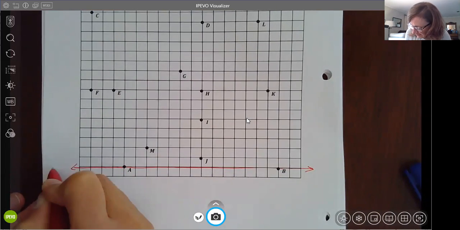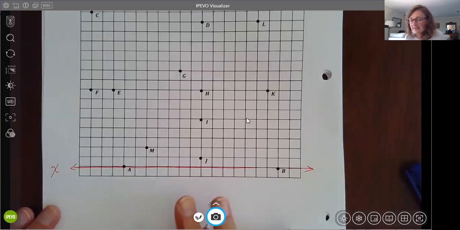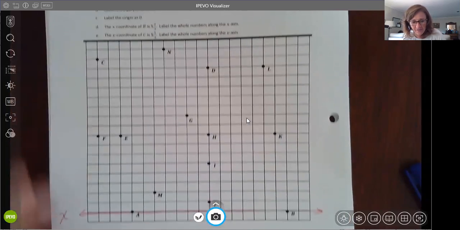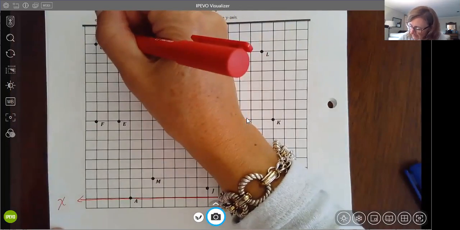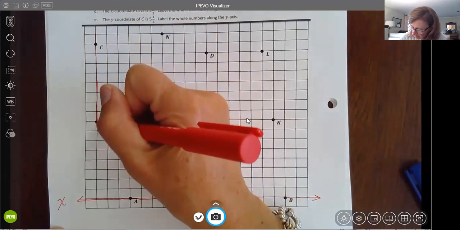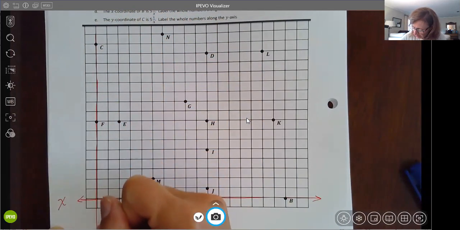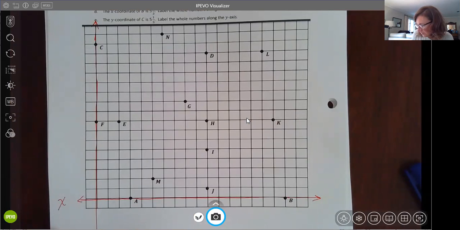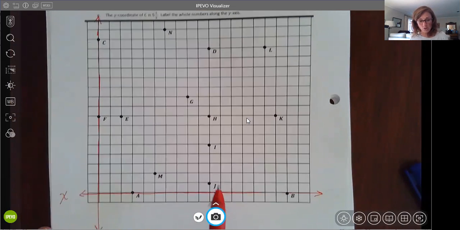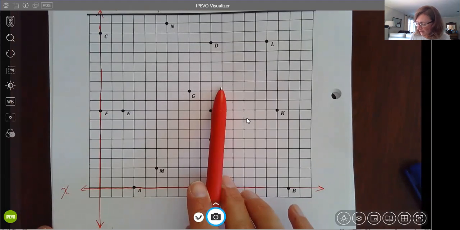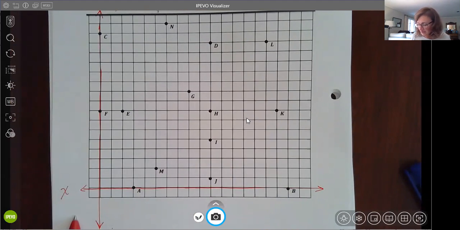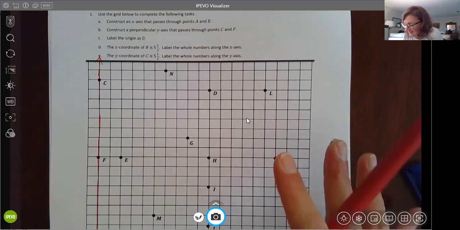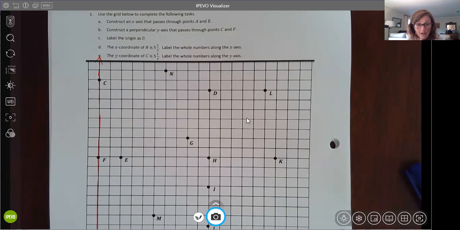So there's where the x-axis is. And then it says, up at the top, construct a perpendicular y-axis that goes to the point C, F. Perpendicular means it makes a right angle. So there's my y-axis. So do you see, we're really just zooming in on quadrant 1. This would be quadrant 1. This would be 2. This little piece would be 3, and this would be 4. So this problem zooms us in on quadrant 1.